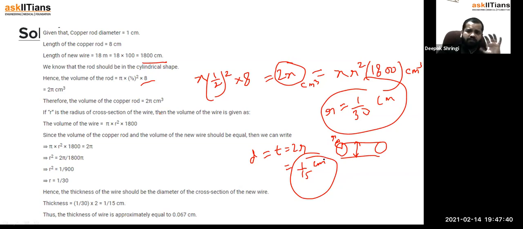Okay. Just convert one volume into another. If it is converting one volume into another, just equate both volumes and get the value, right? Okay. So 1/15 centimeter will be your thickness. Be very careful regarding your units. If it is centimeter, just convert the meter to centimeter, right?